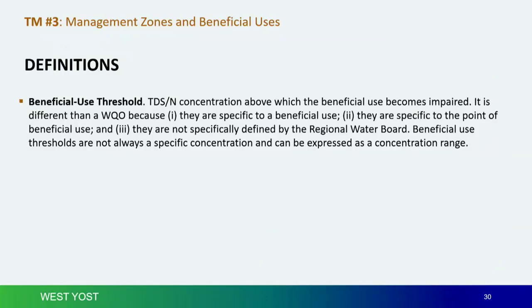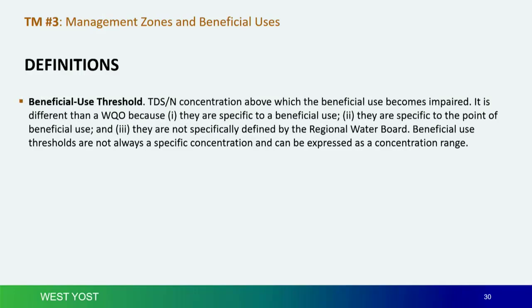So we do have a definition for you on beneficial use thresholds. These are specific concentrations above which the beneficial use becomes impaired. There's a lot of talk in this TM about these beneficial use thresholds. They are different from a water quality objective in the basin plan, in that they are specific to a specific beneficial use. There may be multiple beneficial uses in a groundwater management zone that has a water quality objective. So these beneficial use thresholds are really specific to a beneficial use.